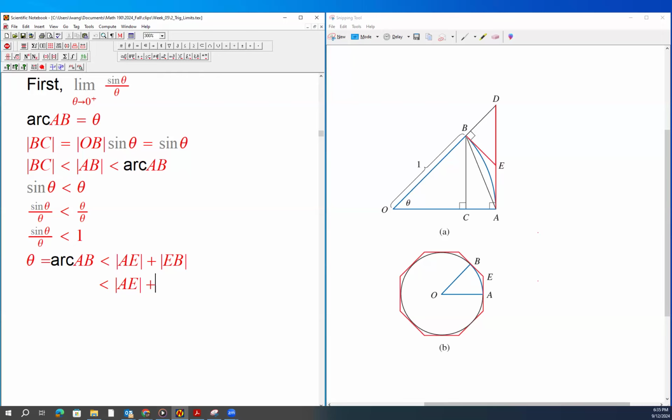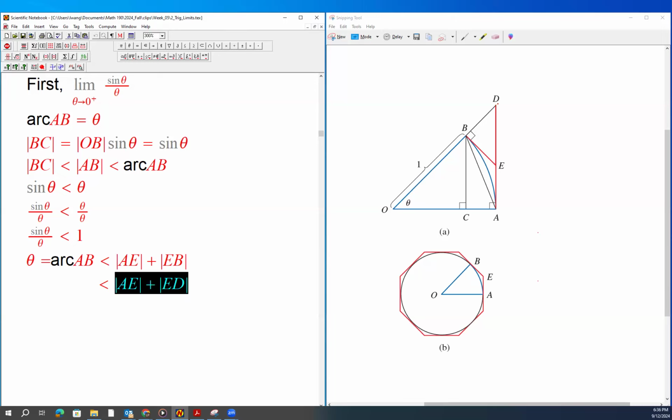And so there's a right angle here. So in this triangle, BE and BD are the legs, and DE is the hypotenuse. The hypotenuse is longer than the leg. So now we're going to substitute EB by the longer line DE. So now we've got AE plus ED.